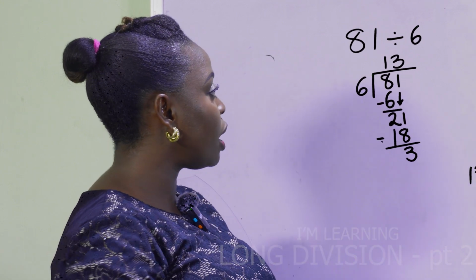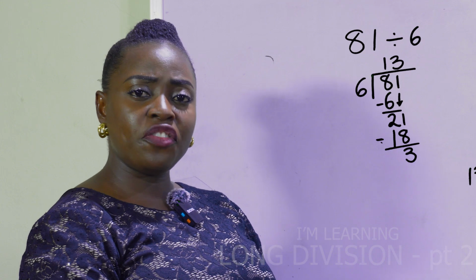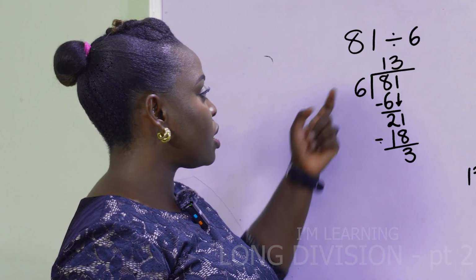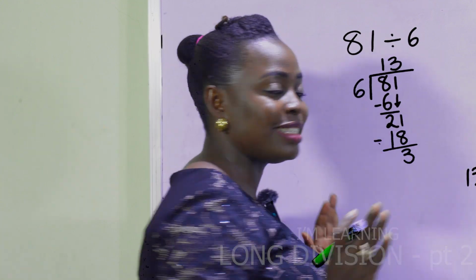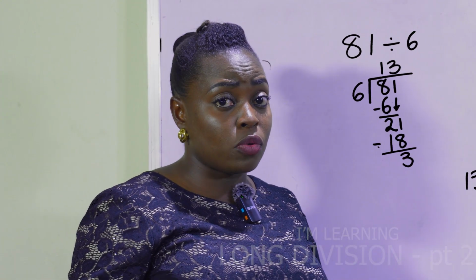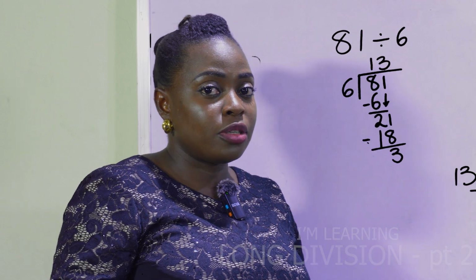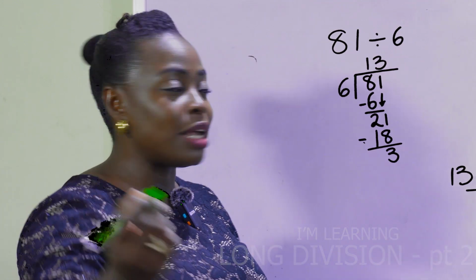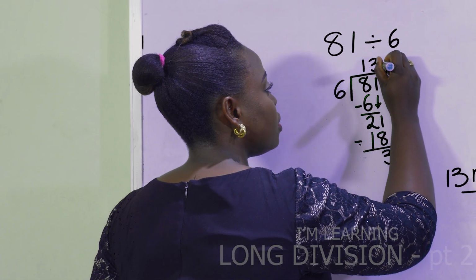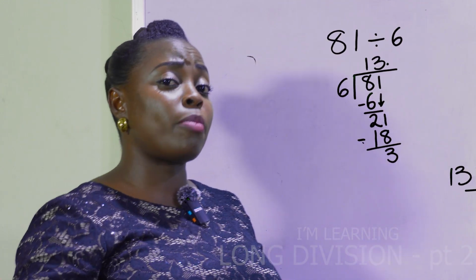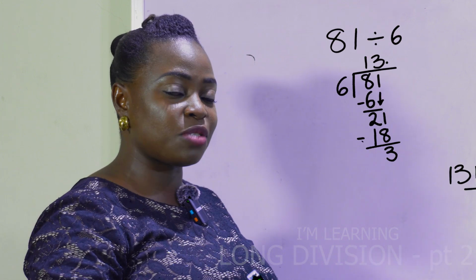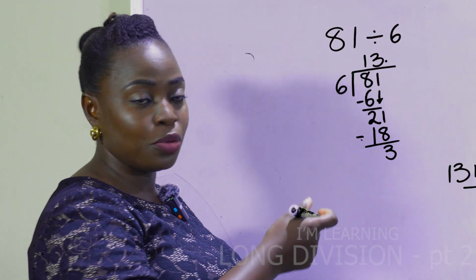I have 3 at the bottom. Now, if you notice, 3 is smaller than 6, so I can no longer divide this question as it is. So something has to happen to help me move forward. And that is where your magic decimal point comes in. So your decimal point comes in there to tell you that the next number that I'm going to be using is actually smaller than my divisor.